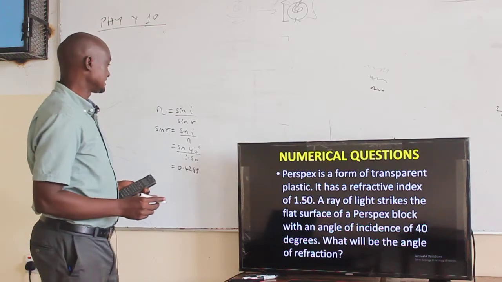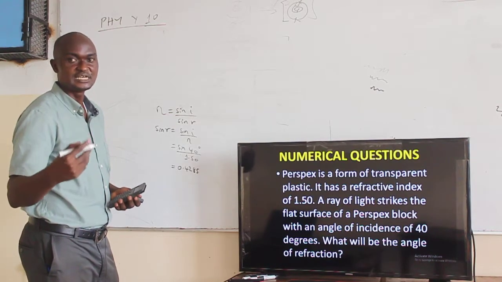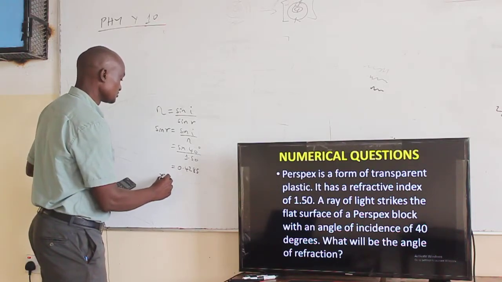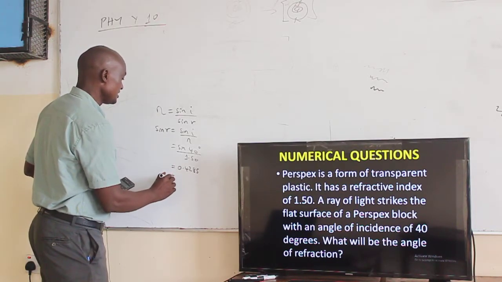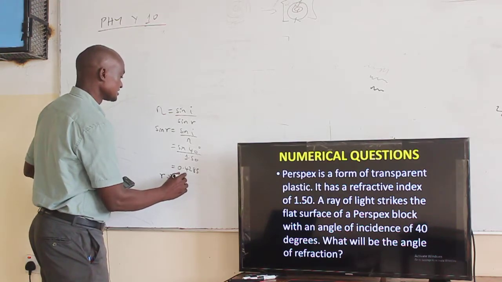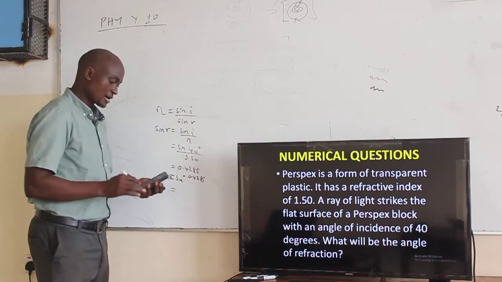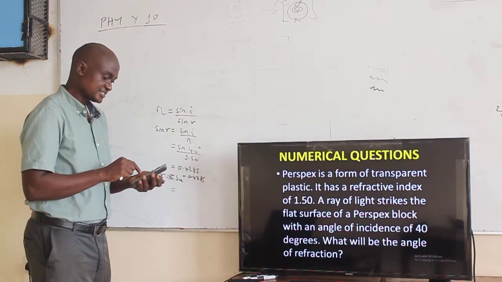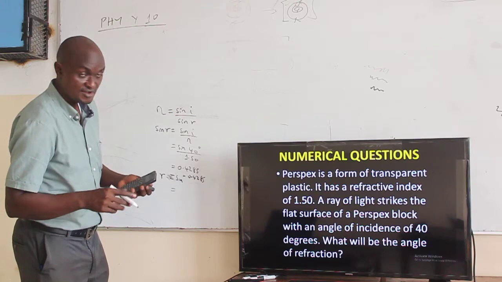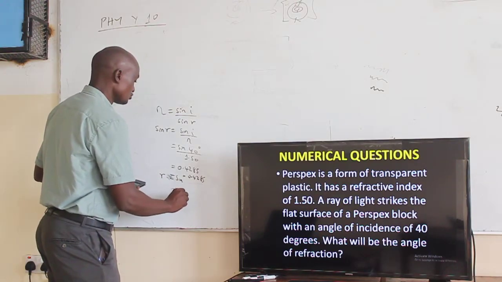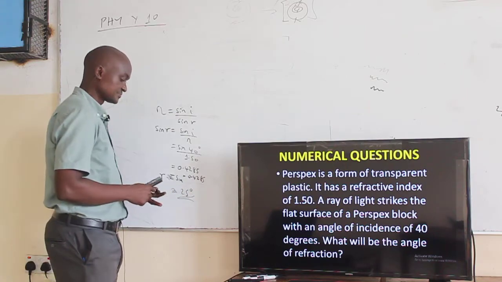I don't need to get sine r. I need to get r, the angle of refraction. So r shall be the sine inverse of 0.4285, which if I work out with my calculator, shift sine inverse, I get 25.37 degrees, approximately 25 degrees.